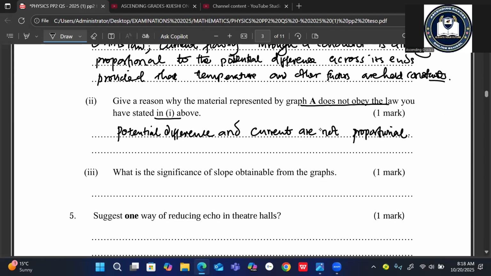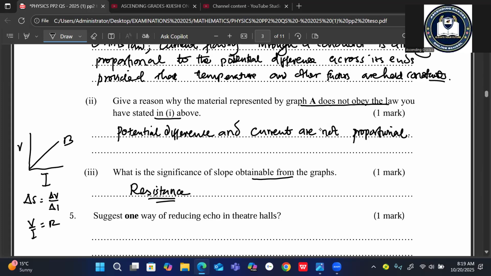What is the significance of the slope obtainable from the graphs? So our graph B is like this. Then we have the current here. So the slope will be given by change in voltage over change in I. And therefore, you know that V over I gives us R, where R is the resistance.